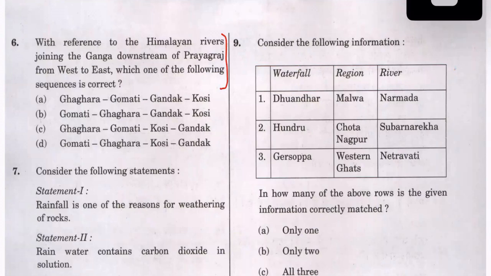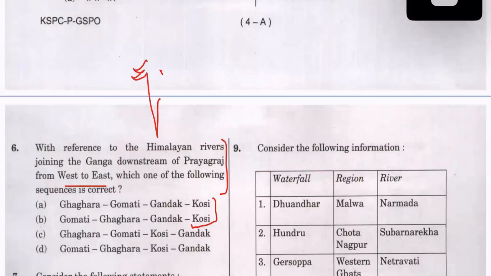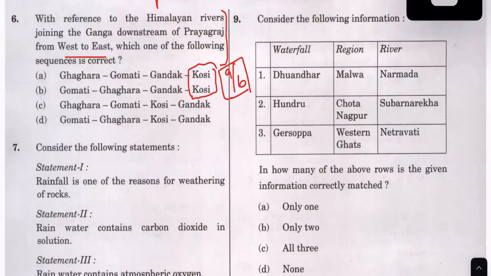I will not go into the first reading, but I know that it is starting from west to east. So you should know that from here to here. So they are talking about this. I know for a fact that Kosi comes in the last, so this is true. So the answer should be somewhere between A and B. So I will take this maybe a little later.